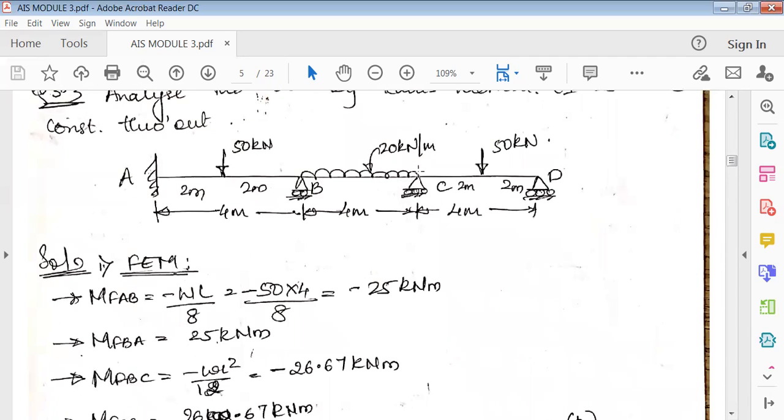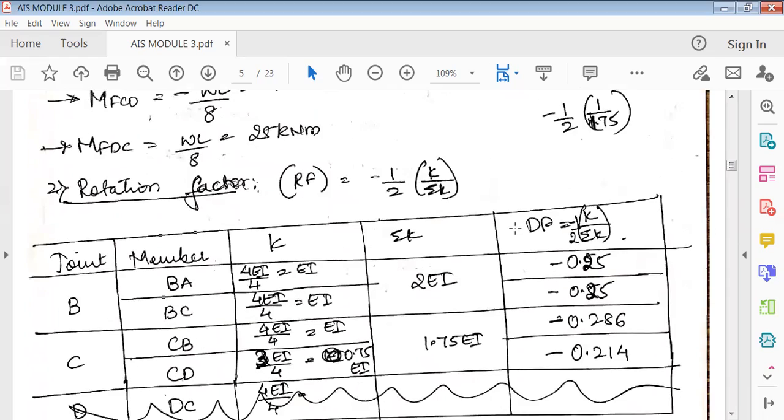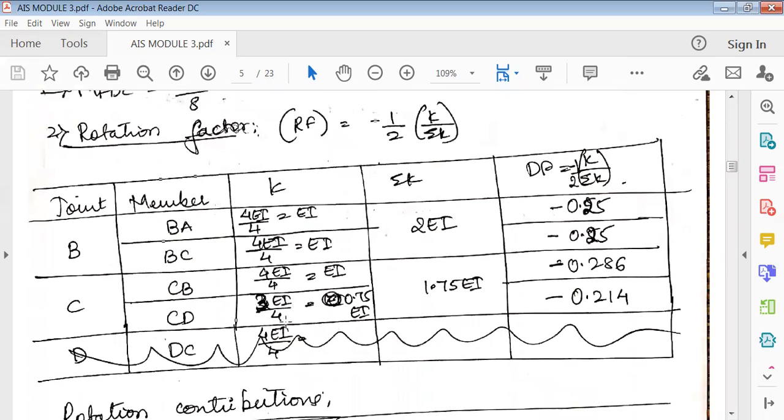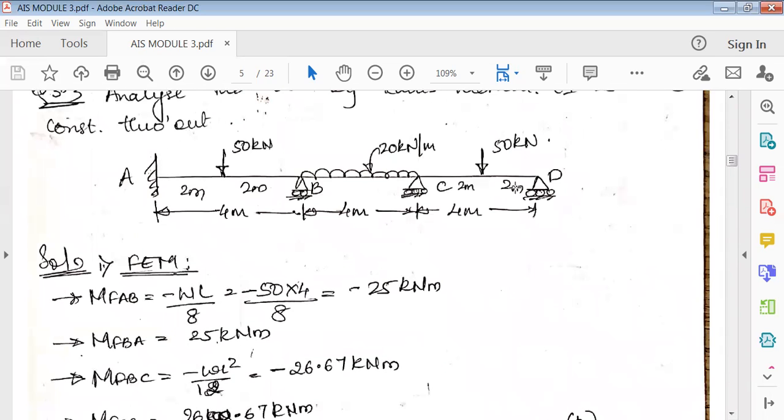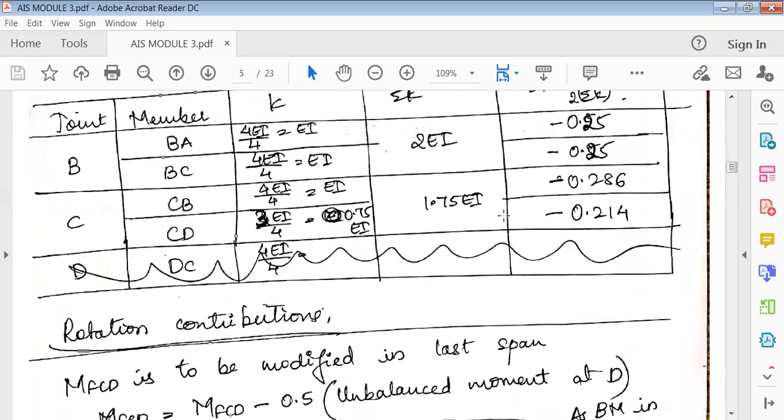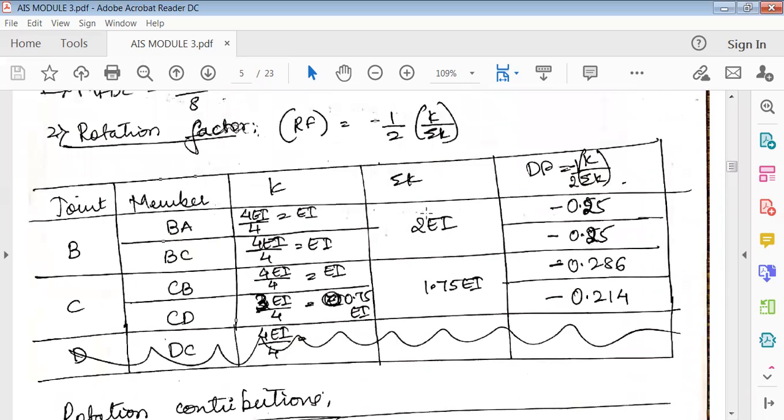Next, similarly, joint C. So CB, again B is the intermediate support, so it will be treated like a fixed support. So it is 4EI by L. But from C to D, D is the end support. Because it is the end support, it will be treated like a simple support, and this simple support has the formula 3EI by L. Again, nowhere have they mentioned the EI value, so it is understood that EI is constant throughout. Once you solve this, again find out.